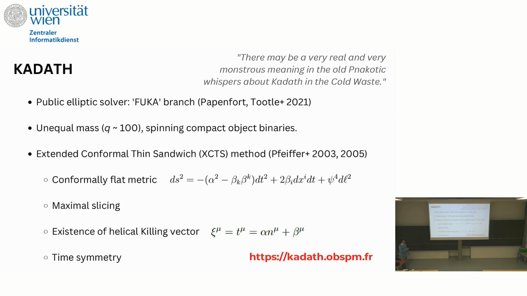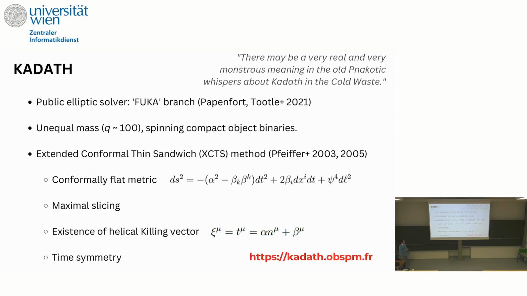A paper about this branch was published in 2021 by Papenfort and Tootle, who is also one of our collaborators. This is very nice because this package for initial data can produce binaries of unequal mass that are also spinning. In the data that Samuel has produced, we even have mass ratios of 100. So maybe you cannot reach the regime of extreme mass ratio inspirals, but you can have very different mass ratios.